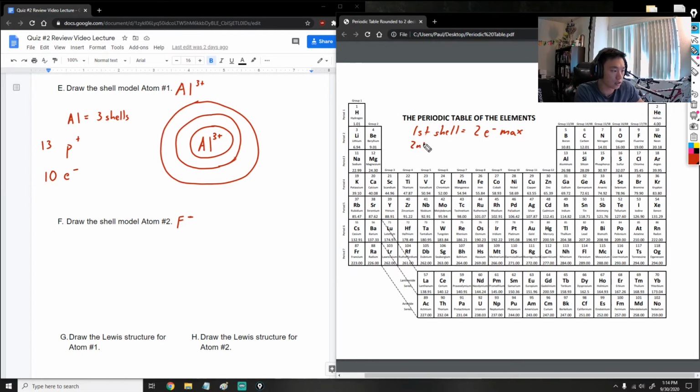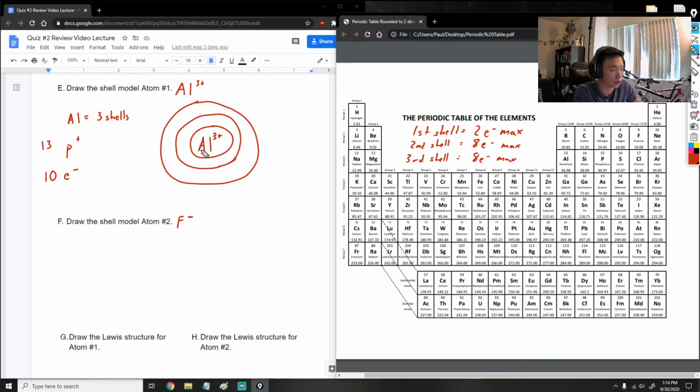Okay, what about the second shell? We can get that by looking at the second row. There's 1, 2, 3, 4, 5, 6, 7, 8. So if there's 8 boxes, it can hold 8 electrons max. And then the third row has 1, 2, 3, 4, 5, 6, 7, 8, so the third shell can also hold 8 electrons max. We'll stop right there because we said Al has 3 shells.